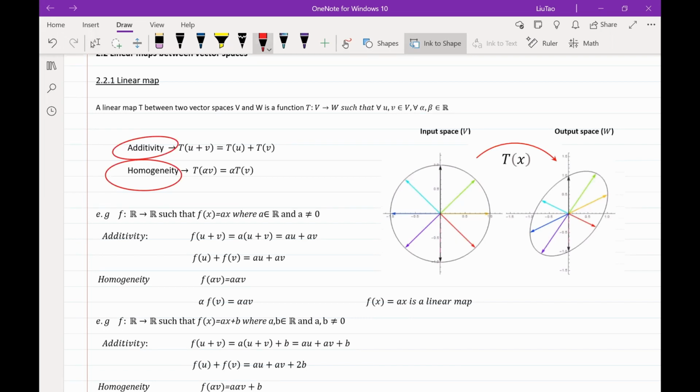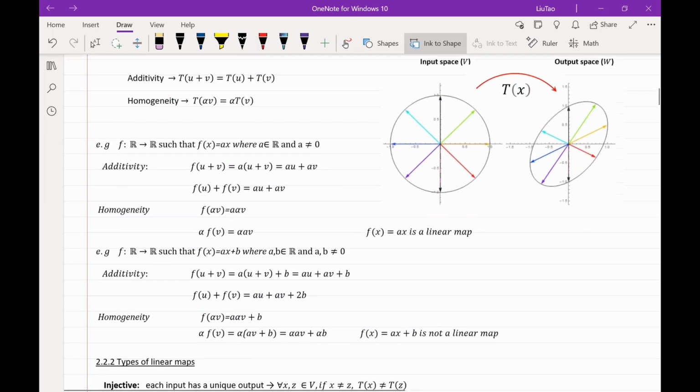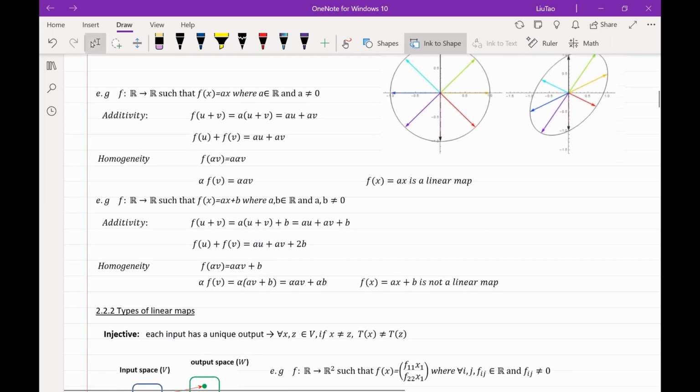In additivity, the linear map of u plus v will be the same as the linear map of u plus the linear map of v. And for homogeneity, the linear map of alpha v is equal to alpha times the linear map of v. This is a little bit abstract, so let's take a look at two examples to show us what this all means.